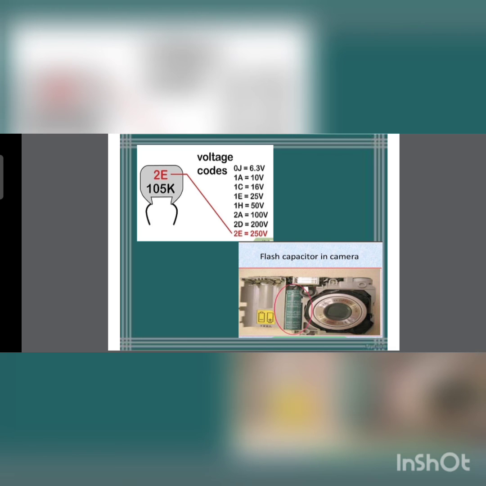And lastly, here a flash capacitor in camera is fitted. So this flash capacitor is an electrolytic capacitor. The flash capacitor is also an electrolytic capacitor.